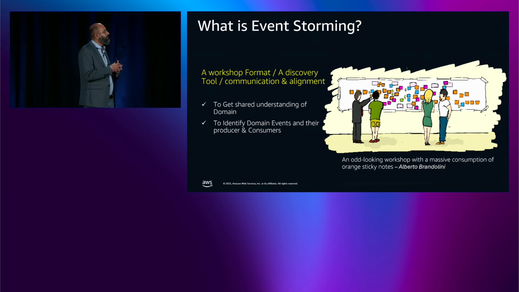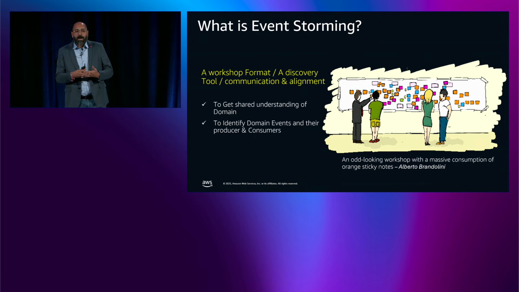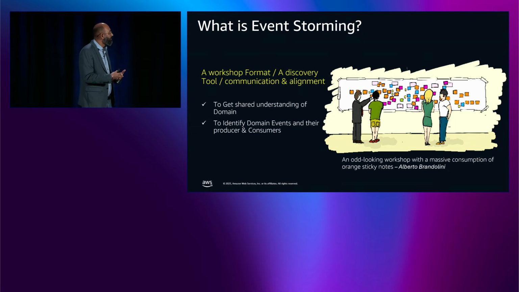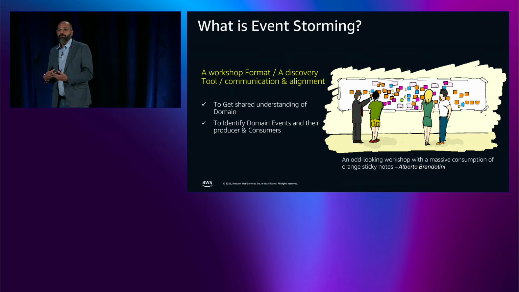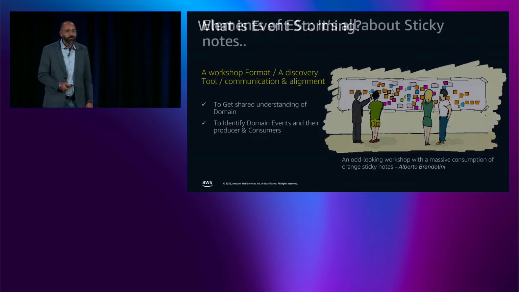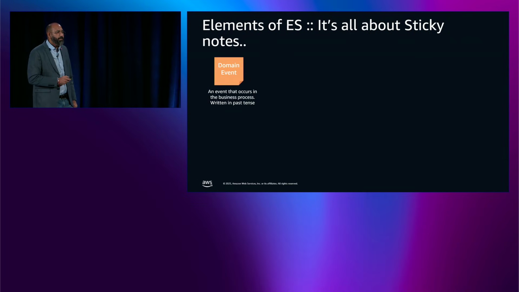And the intent of the workshop is to understand the domain by identifying the different domain events, and identify these domain events' producers and consumers. Once we identify that, we can identify the different bounded contexts associated with those subdomains, and those bounded contexts eventually become the blueprint for the different services. So how does this event storming happen?